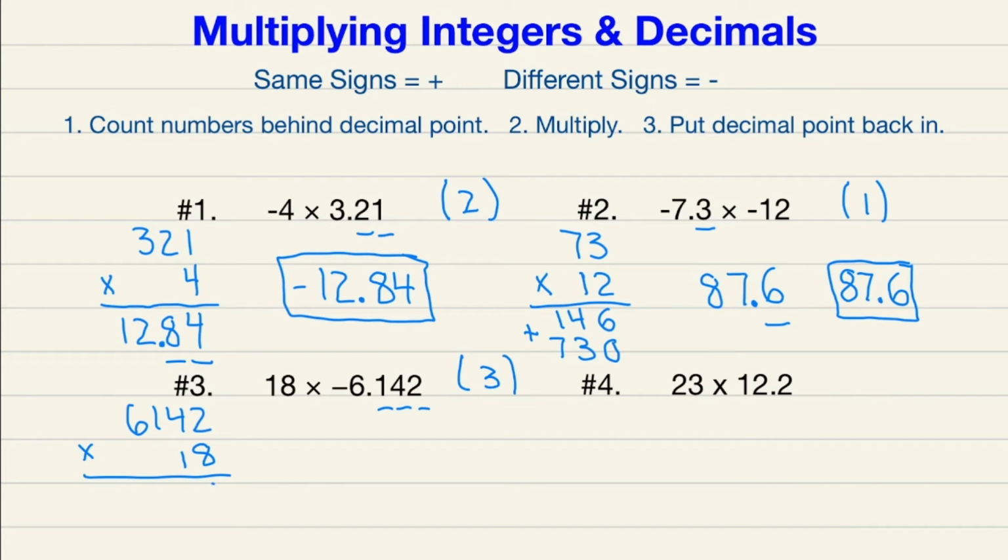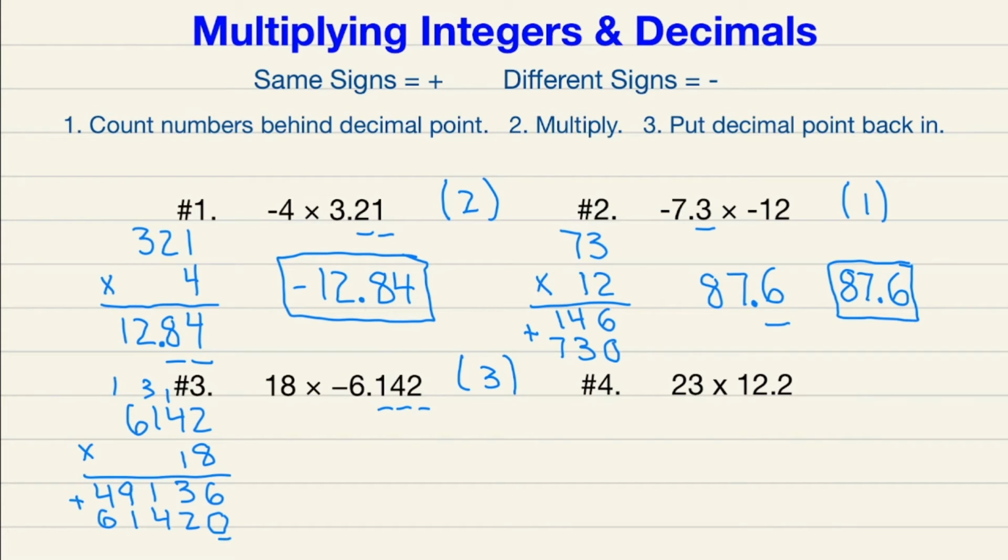8 times 2 is 16, carry 1. 8 times 4 is 32, plus 1 is 33, carry 3. 8 times 1 is 8, plus 3 is 11, carry 1. 8 times 6 is 48, plus 1 is 49. Again, when you move down to the next line, make sure you add a placeholder of 0. 1 times 2 is 2. 1 times 4 is 4. 1 times 1 is 1. And finally, 1 times 6 is 6.